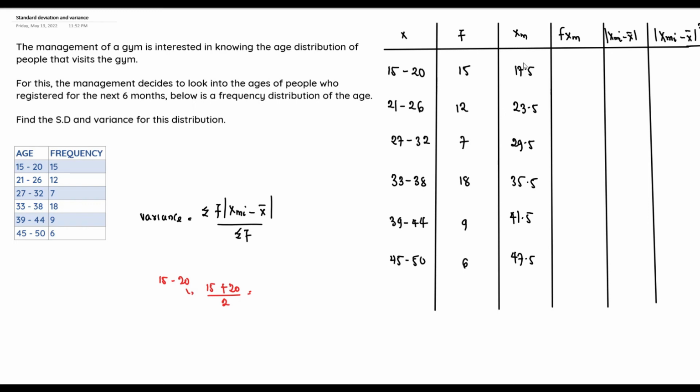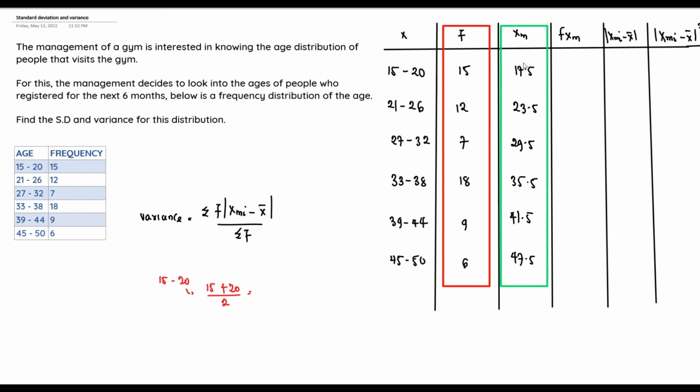So the fxm is actually the product of the frequency with the middle class. So that means 15 times 17.5 gives us 262.5. This is going to be 282.